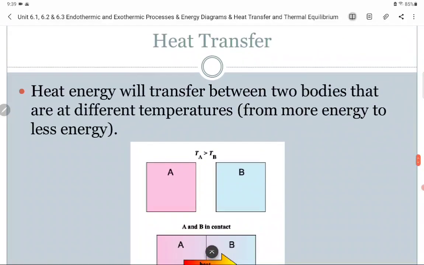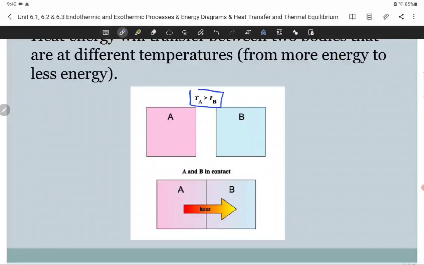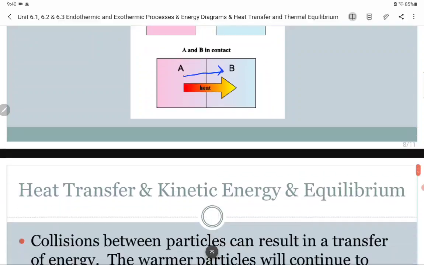Okay, so I just wanted to show you heat transfer in case you can't visualize that. It's always hot to cold. So temperature A is more than temperature B, so the heat is going to transfer from hot to cold. That's all I wanted to show you there.